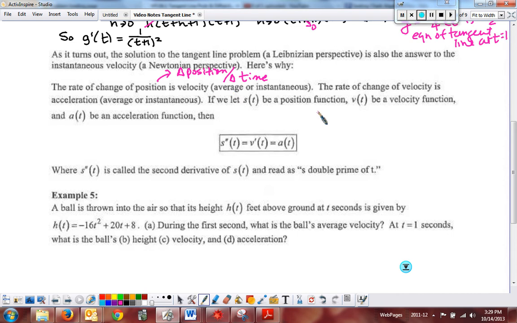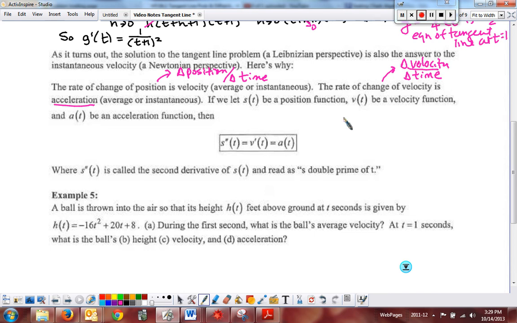And then we can go one step farther, because then we can look at the rate of change of velocity, okay, the change in velocity over the change in time, and that's going to give us an acceleration. The same idea that how fast you're speeding up or slowing down is going to be your rate of change in velocity, which is acceleration.